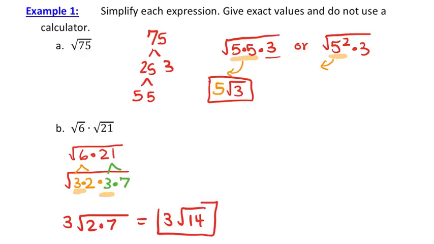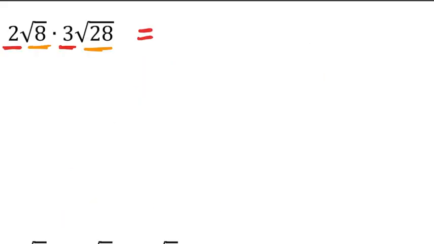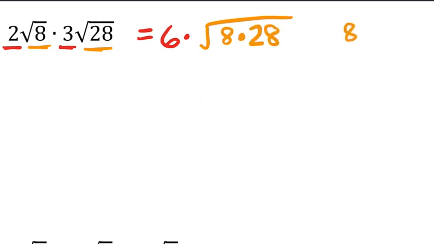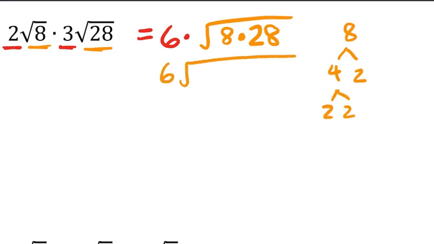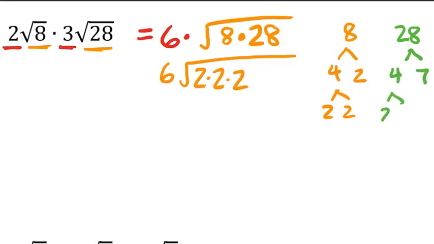This next one, we have some values being multiplied outside a radical. So 2 and 3 are on the outside. They're kind of in their own little world compared to the inside. So let's go ahead and multiply them and turn them into 6. And then 8 times 28 is inside my radical. If I break each of those down, no reason to multiply 8 times 28 and make it into like 200 or whatever that is. Just leave it 8 times 28 and break those down individually.